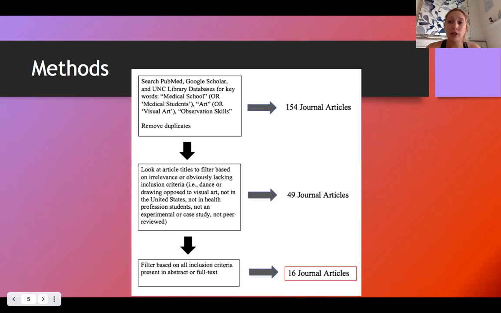So I started by going through three databases looking for articles with the keywords medical school, art, and observation skills. I looked through their titles and was able to eliminate ones that obviously did not meet inclusion criteria, whether that was because they didn't use visual art and used something different like dance or drawing, if they weren't in the US, if they weren't using health profession students, and if they were not a peer reviewed experimental or case study. And then of those 49 articles, I looked at their abstract or full text if necessary to see if they met all of the inclusion criteria, and that ended up being 16 articles.